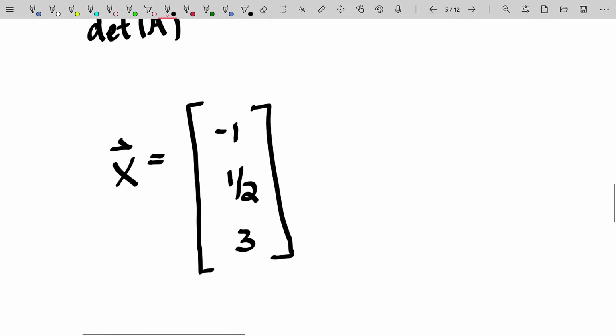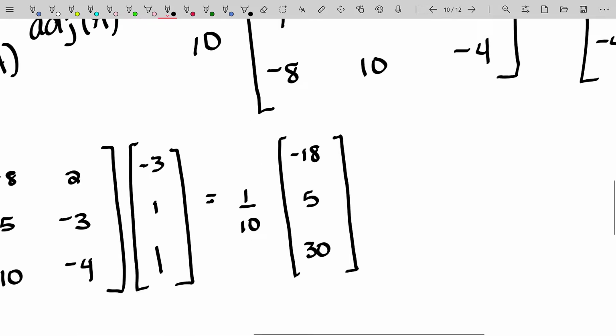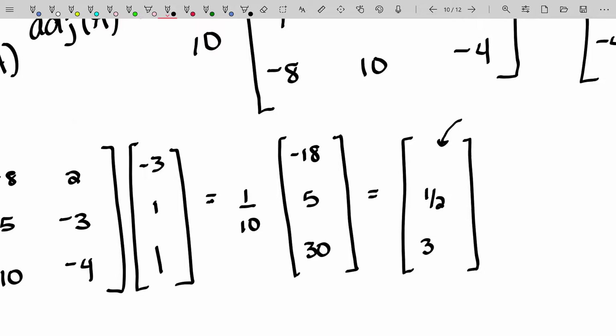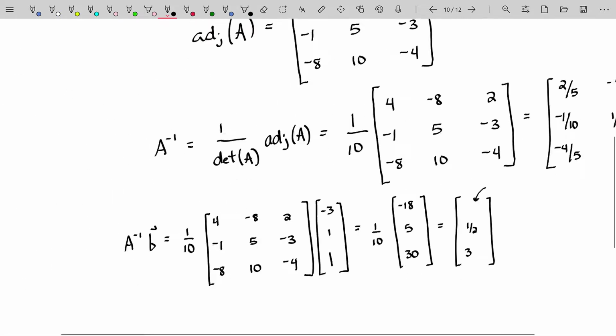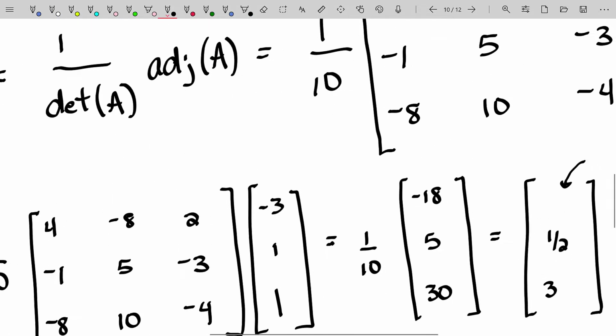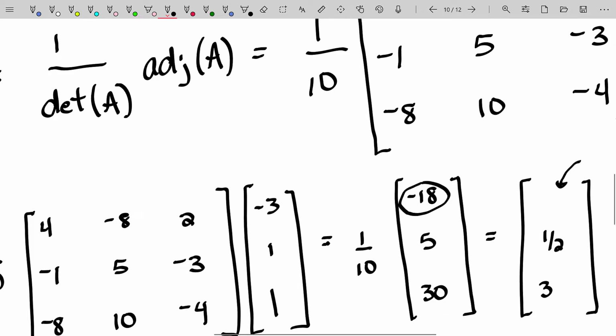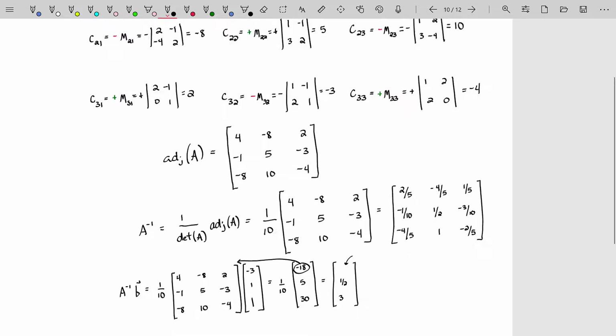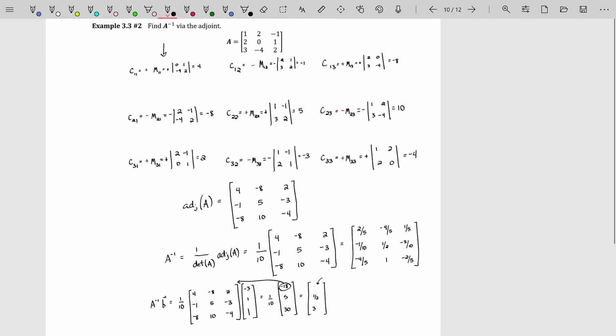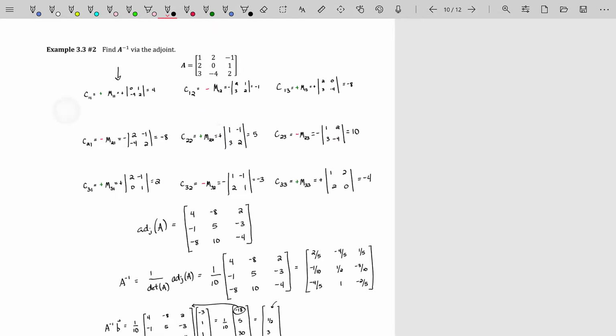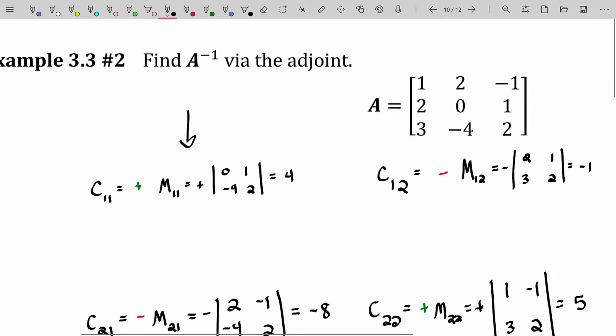The 1/2 and the 3 actually do work out because that's what you would get if you were to multiply the 1/10 through. This would be a 1/2, this would be a 3. But this, I need it to be a -1. So there's something wrong in my arithmetic. And specifically, because it has to do with this top row element right here, I know there's something up with that top row right there. Let me just double check that I copied everything okay. And let me make sure that I actually wrote out the minors okay.